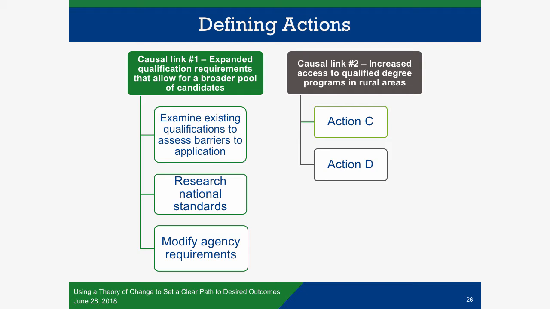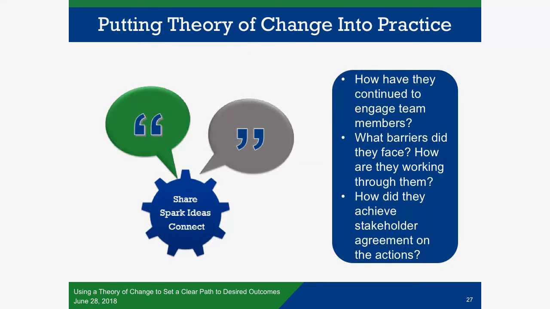As I mentioned, teams should also look at whether there are any barriers that may prevent the action from taking place, and if so, think about what resources or partnerships may be needed to achieve those. Once again, I think it's helpful to bring this together by talking about what it actually looks like in practice. So I'm going to invite James back so he can share some of his experiences working with teams to define actions, and specifically talk to us about how they continued to engage team members, the barriers, and how they achieved stakeholder agreement on the action. So James, can you talk to us a little bit about that?